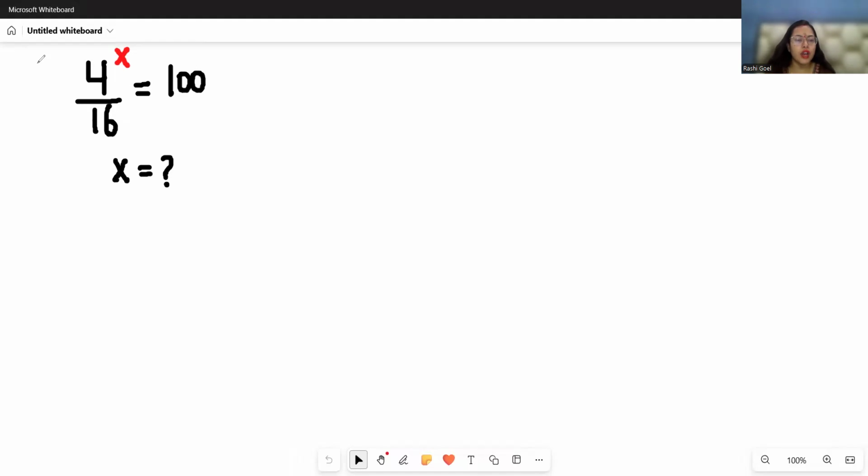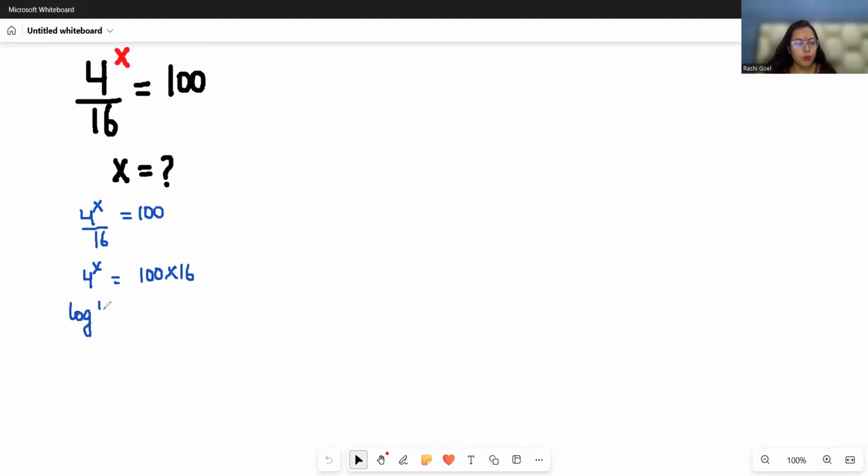So in this video, we are going to solve 4^x / 16 = 100 and we have to find the value of x. So let's start with today's video solution. So we can write this 4^x / 16 = 100 as 4^x on the left hand side and take the 16 to the other side. So it comes in multiplication.